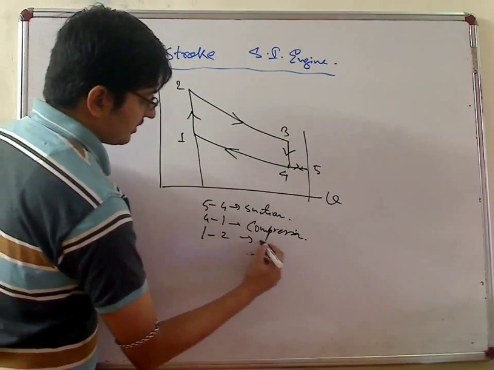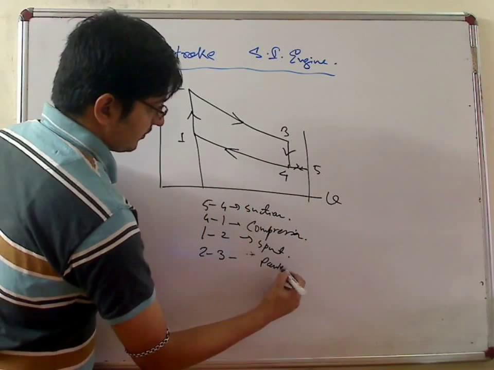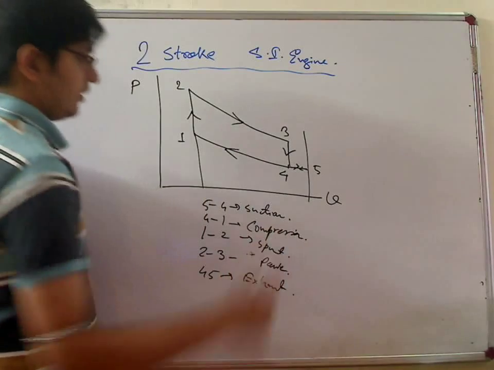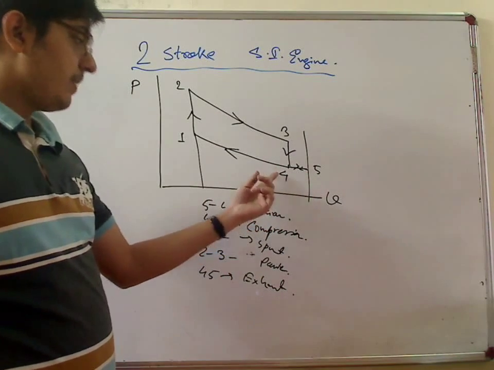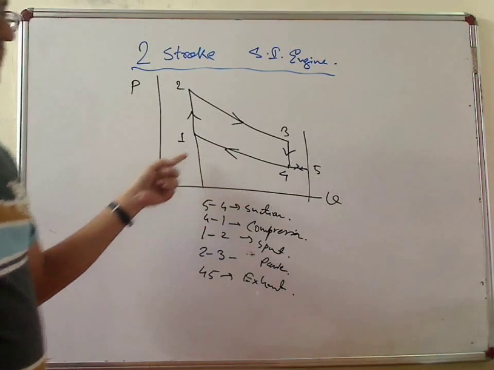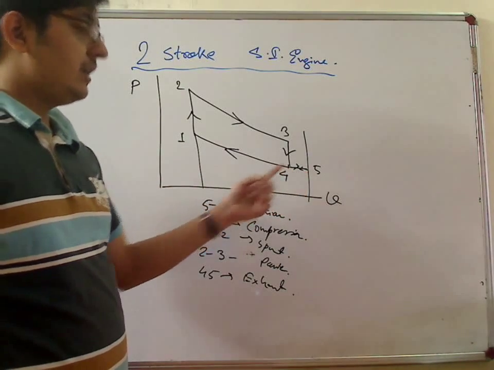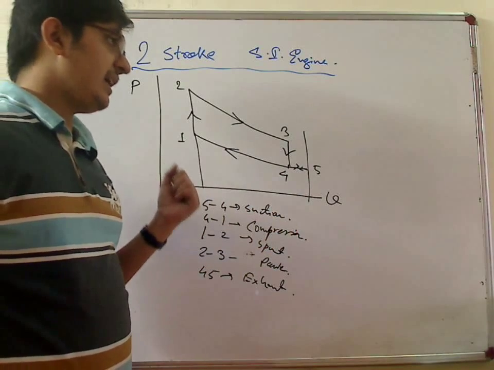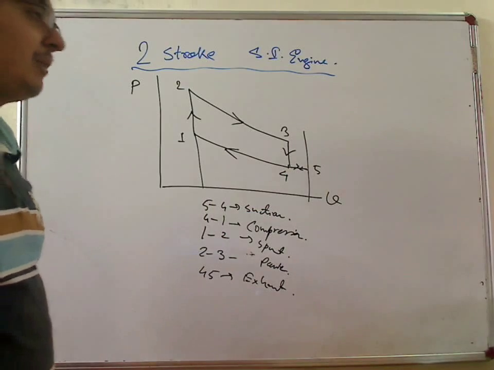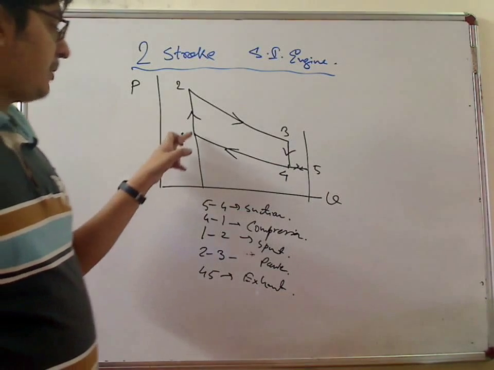1 to 2 is due to the spark. 2 to 3 is the power, and 4 to 5 is exhaust. So first from 5 to 4, it sucks the air-charge mixture. From 4 to 1, it compresses it. From 5 to 4, the suction valve opens and it sucks the air and fuel mixture. Then at 4, the suction and delivery valves are both closed. Then 4 to 1, it compresses the mixture. Then the spark occurs at 1.